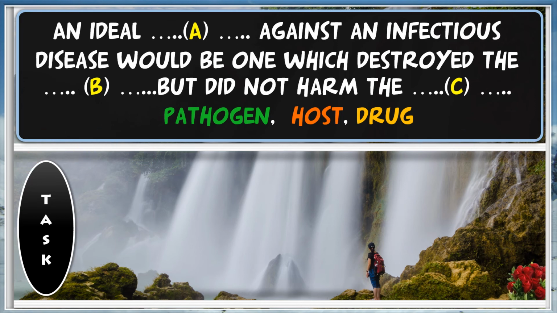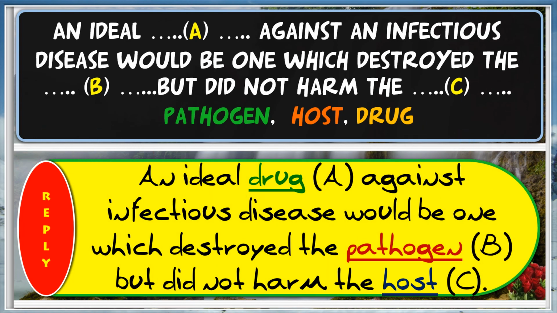Fill in the missing word using the appropriate words: pathogen, host, drug. An ideal drug against infectious disease would be one which destroyed the pathogen, but did not harm the host.